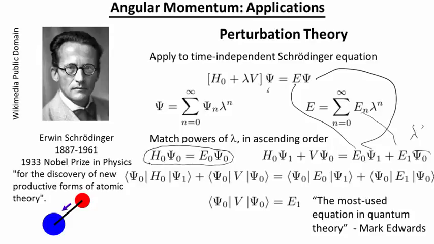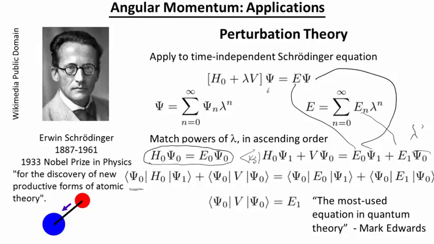Okay, well, so far there's not much going on, it's just symbolism. So now what we do is we take the matrix element, the bra of psi 0, with respect to this equation. Psi 0 on both sides, and so we now get this expression here.